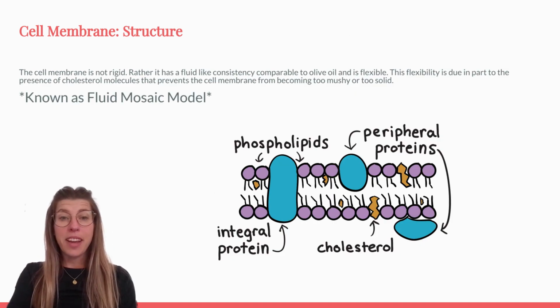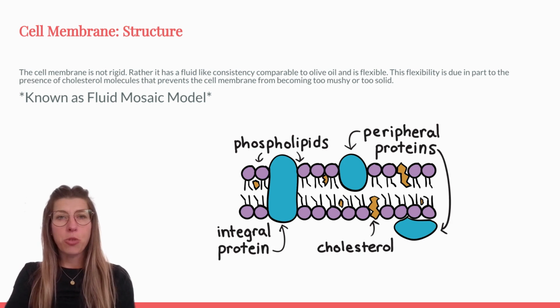So despite what it might look like in pictures, the cell membrane is actually not rigid at all. It has a fluid type of consistency, kind of similar to olive oil, and is quite flexible. This is why we call it a fluid mosaic model. So it is fluid in nature. We know that molecules are kind of moving, so they're kind of fluid, although they keep their form quite well.